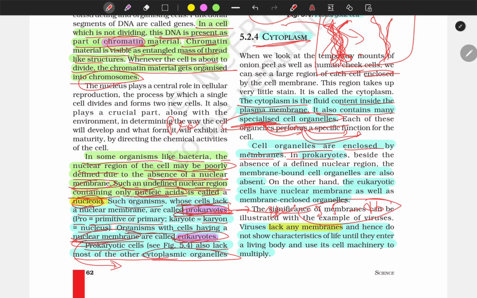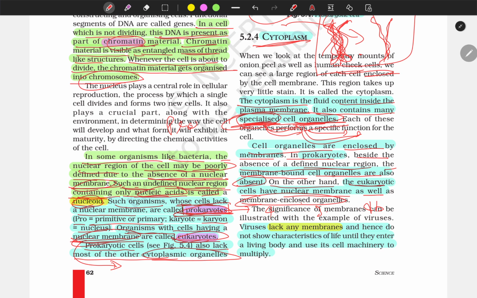In prokaryotes, besides the absence of a defined nuclear region, the membrane-bound cell organelles are also absent. On the other hand, eukaryotic cells have a nuclear membrane as well as membrane-enclosed organelles. So eukaryotic cells are more evolved cells, and they have more specified organelles, meaning cell organelles that have specific tasks, and they are also protected by their membrane.